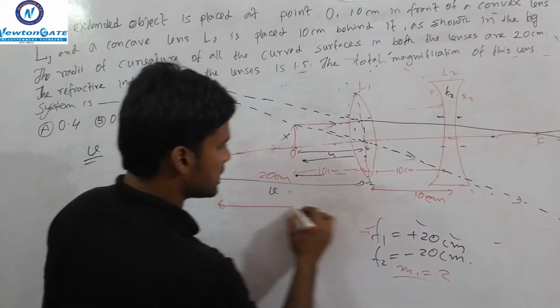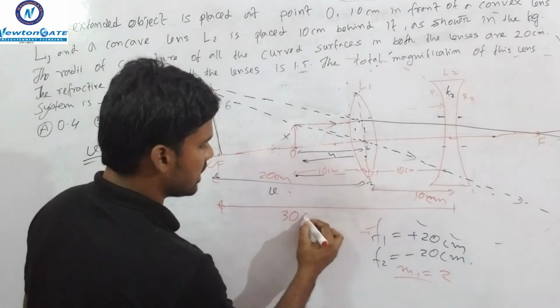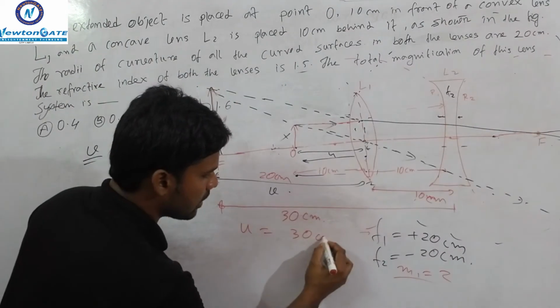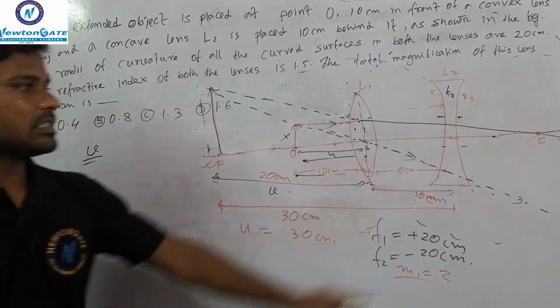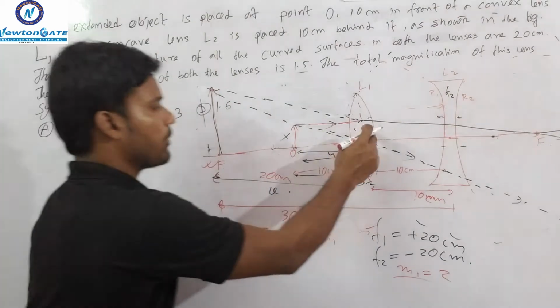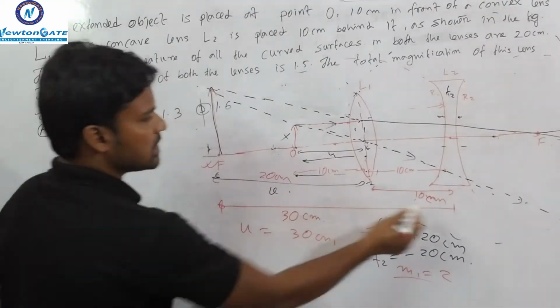So object distance is from this to this, that is 20 plus 10, that is 30 centimeter. So this is U equals 30 centimeter for this lens, because this lens के लिए ये तो ऑब्जेक्ट नहीं है ना. ऑब्जेक्ट कौन है? इसका फर्स्ट लेंस का जो इमेज है वही सेकंड लेंस का ऑब्जेक्ट है. So the object distance is 30 centimeter.